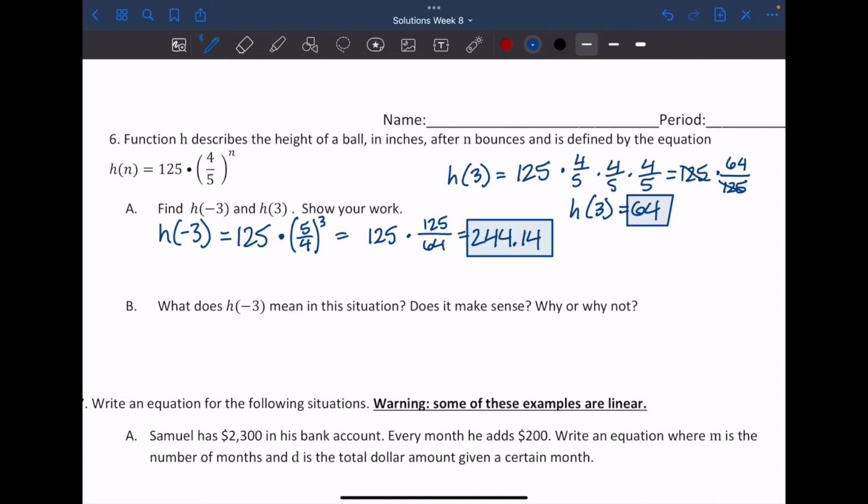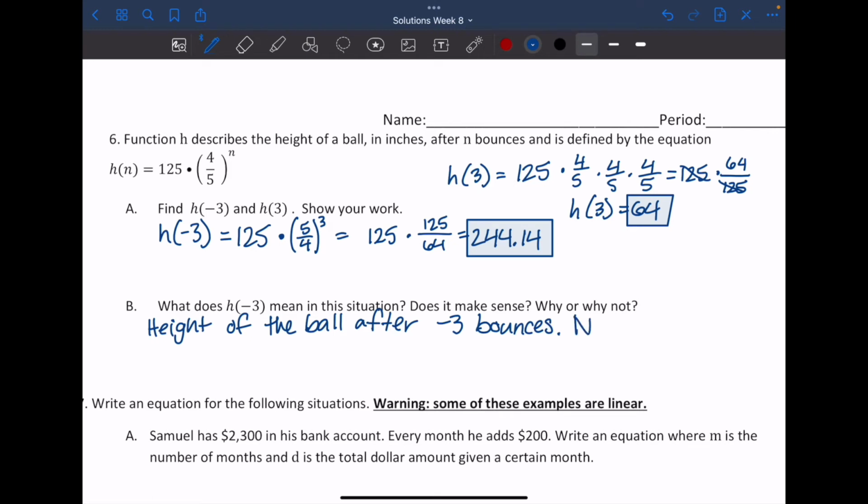So part B says, then what does h of -3 mean in this situation? Does it make sense? Why or why not? So now we want to make sense of this. It's the height of the ball in inches after n number of bounces. So this would be the height of the ball after -3 bounces.